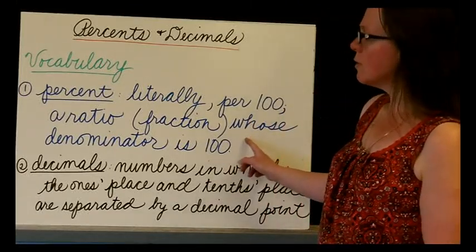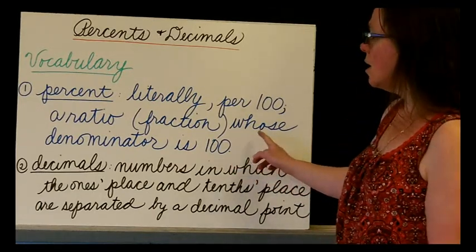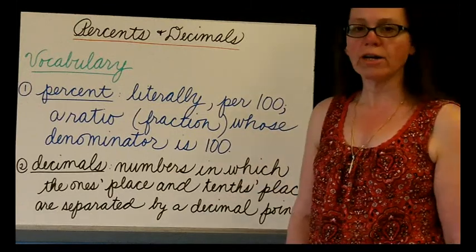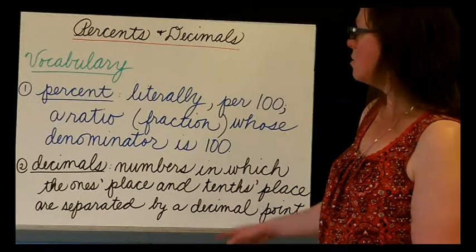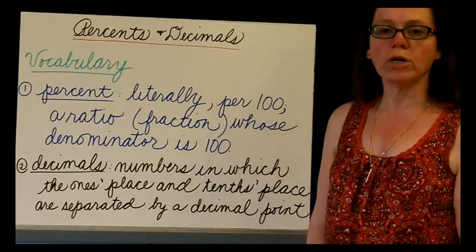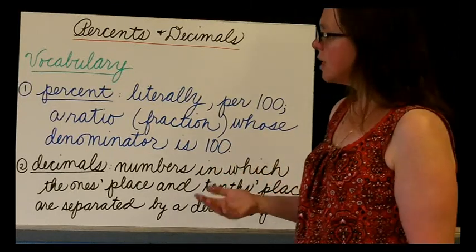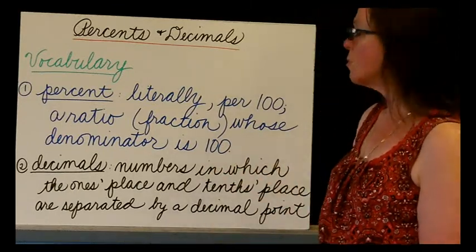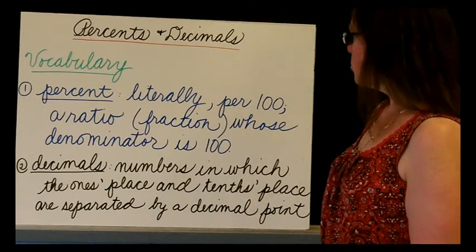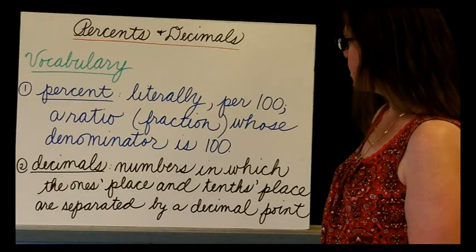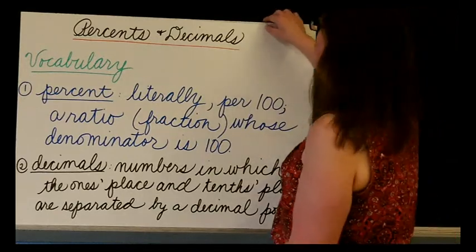The first vocabulary word is a repeat. We learned this in the last lesson, percent. The percent is a ratio. It's a fraction where the denominator is always 100. Literally, from Latin, percent means per 100, parts of 100. Our second vocabulary word is a word that's not new to you, but it's not something we've had so formally this year. Decimals. Decimals are numbers in which the ones place and the tenths place are separated by decimal points.